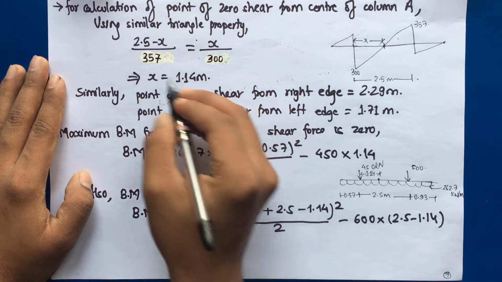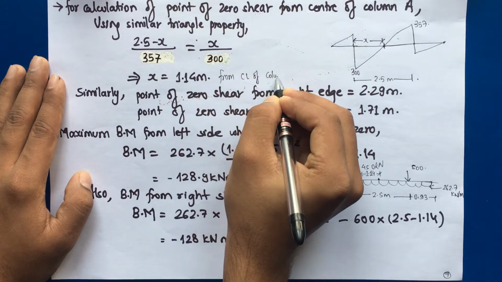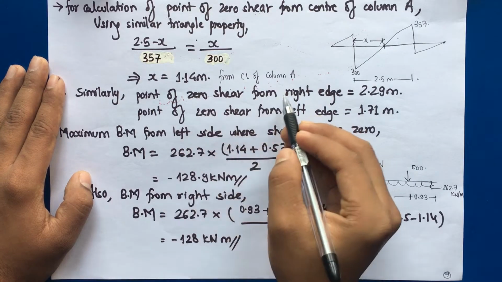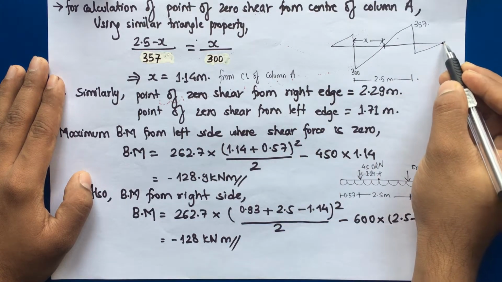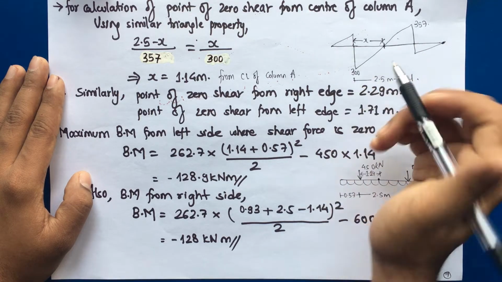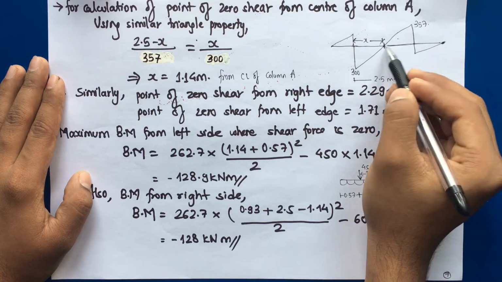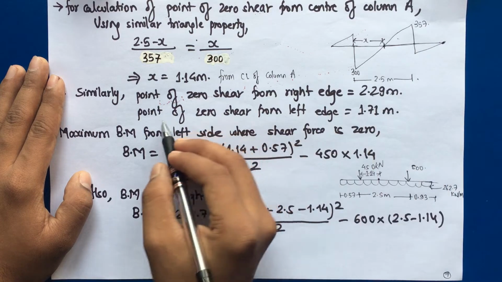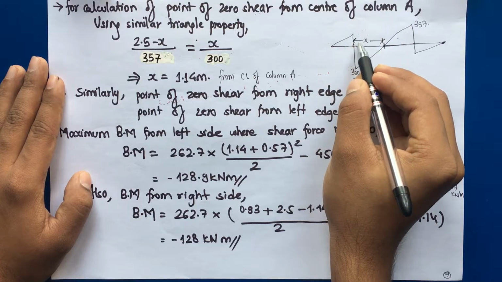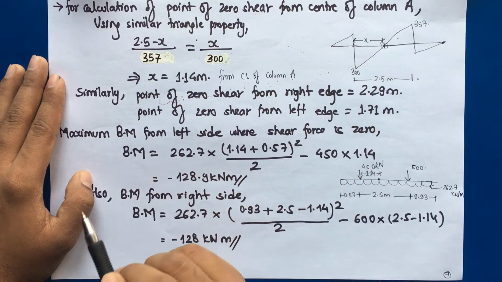Similarly, point of 0 shear. So this is from the center line of column A. Don't get confused. Now the point of 0 shear from the right edge, that is from this point, what will it be? This projection plus 2.5 minus x, then we get this distance, which is 2.29 meter. Similarly, point of 0 shear from the left edge, this projection 0.57 plus x, we get 1.71 meter. At the point of 0 shear, maximum bending moment occurs.